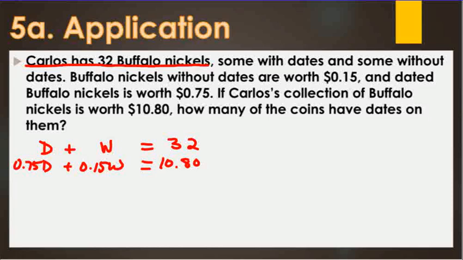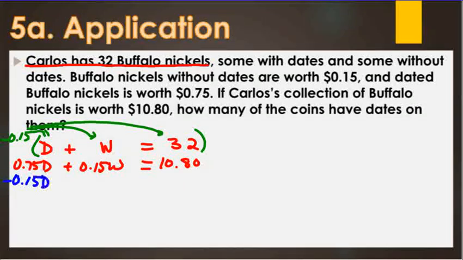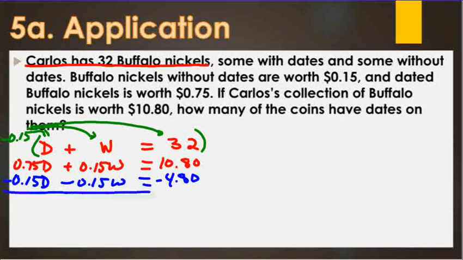I want to eliminate one of the variables. So I'm going to eliminate the W. So that means I have to multiply this top one by a negative 0.15 because the bottom one is positive 0.15. So if I distribute here, I end up with a negative 0.15 D minus 0.15 W equals, and then take 32. 32 times a negative 0.15 gives us a negative 4.8 or 4.80 since we're dealing with money.